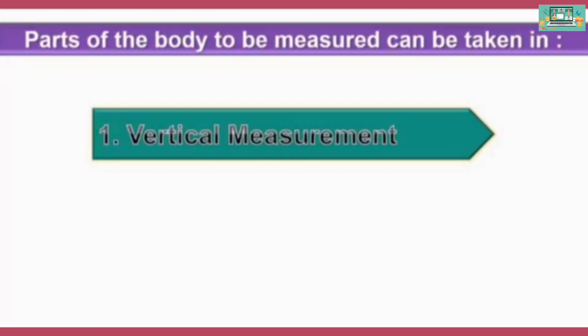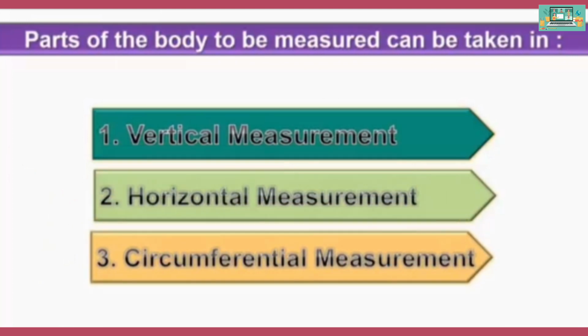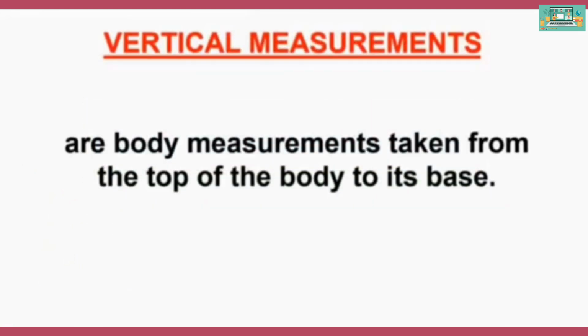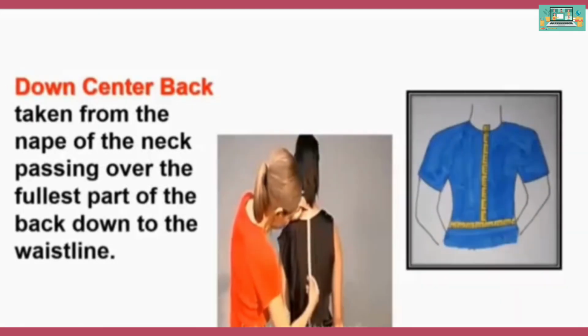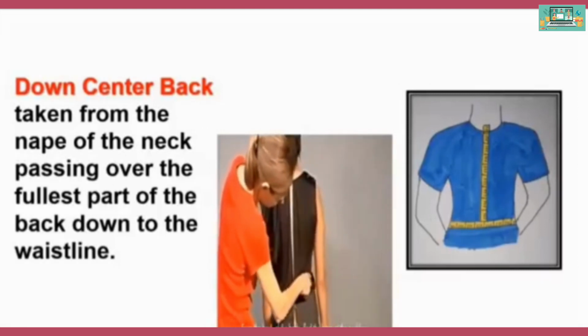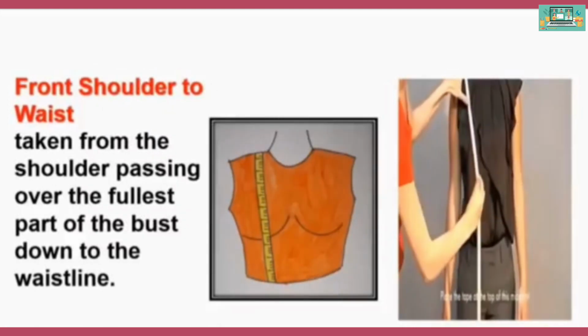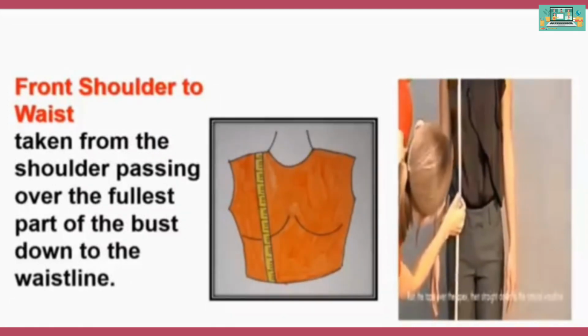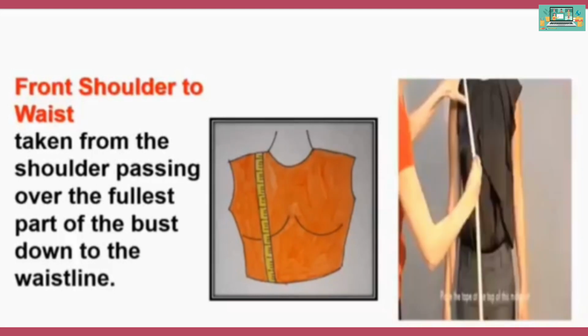Parts of the body to be measured can be taken in vertical measurement, horizontal measurement, and circumferential measurement. Vertical measurements are body measurements taken from the top of the body to its base. Down center back, taken from the nape of the neck passing over the fullest part of the back down to the waistline. Front shoulder to waist, taken from the shoulder, passing over the fullest part of the bust down to the waistline.